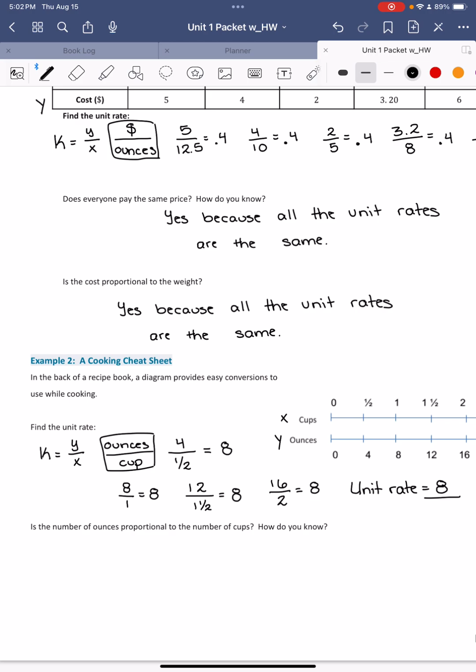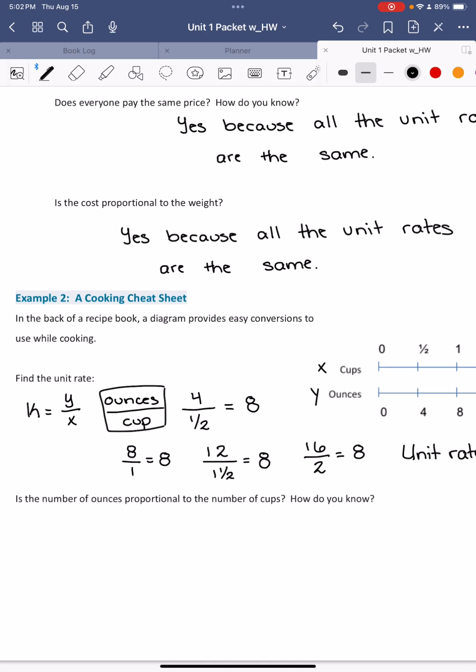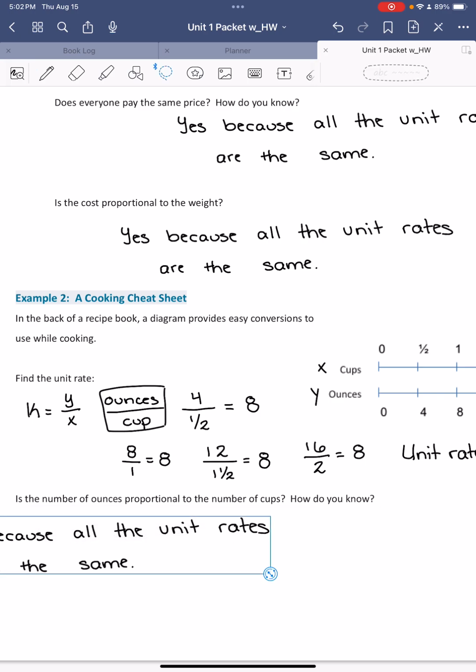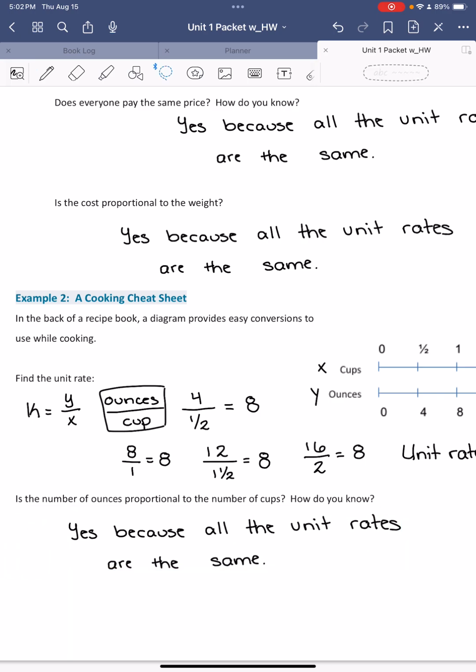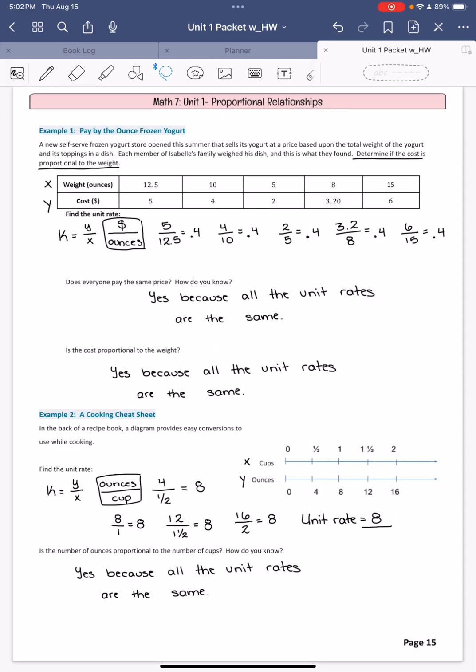Is the number of ounces proportional to the number of cups? Well, since the unit rate existed and they were all the same, then this is proportional. So we're going to write the same thing. Yes, because all the unit rates are the same. Okay, good luck on your homework.